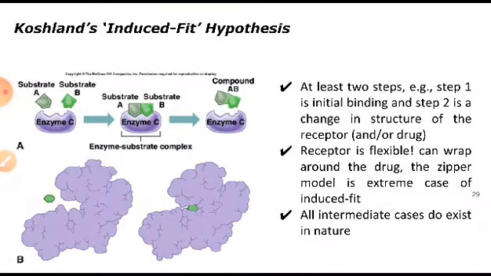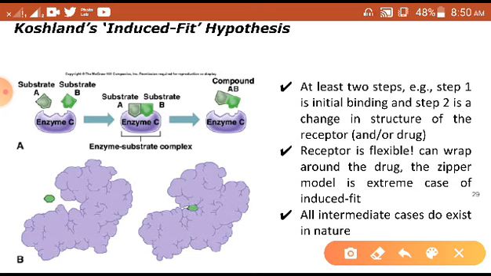This was also a very good theory, Koshland's induced fit hypothesis. This is really an effective theory. You can see in the picture here, substrate A and substrate B, which are binding on the enzyme C, and when they bind completely, then what happens? Once they bind, they induce the enzyme's activation, right? Like that, the enzyme gets activated. After the activation, maybe it moves off from it. So what it says is, at least two steps. Step 1 is initial binding and step 2 is a change in structure of the receptor.